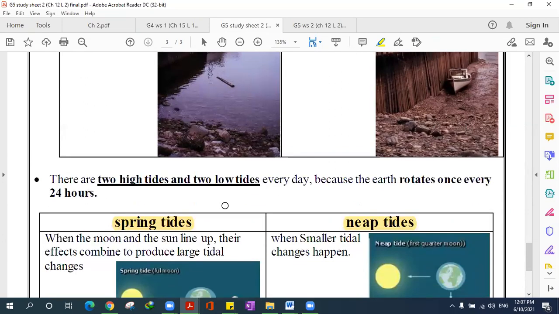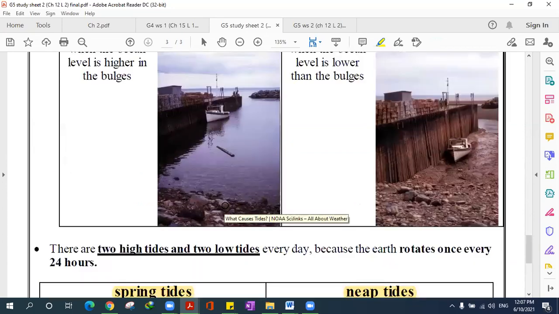I think high tides and low tides change like 4 times a day. Yes, we have 2 low tides and 2 high tides. Malak, well done. Between 2 high tides, we have 1 low tide. It happens every 6 hours, so that means 4 times a day. We can say 2 high tides and 2 low tides.